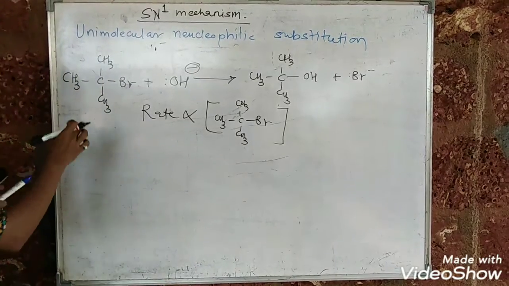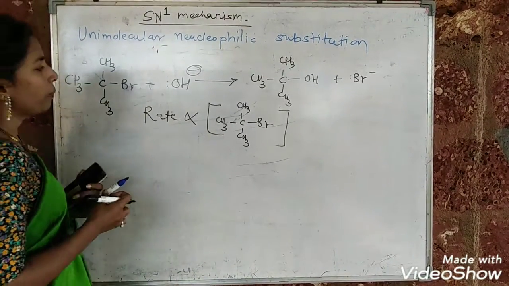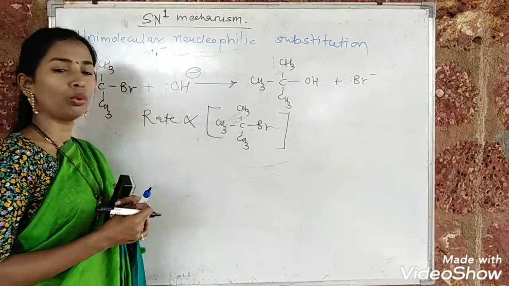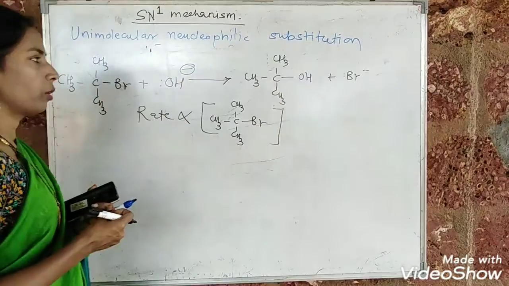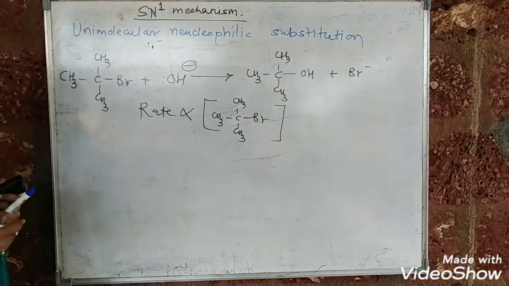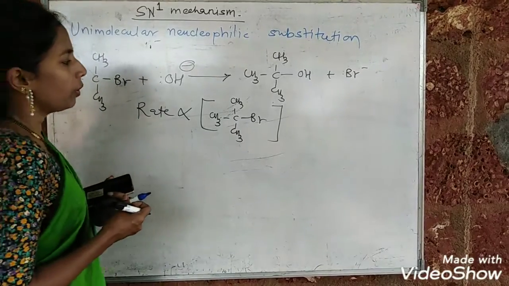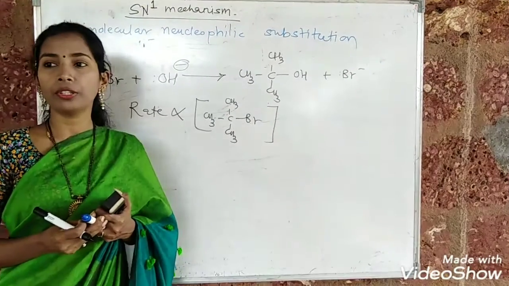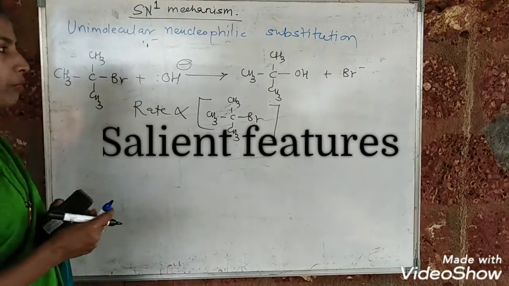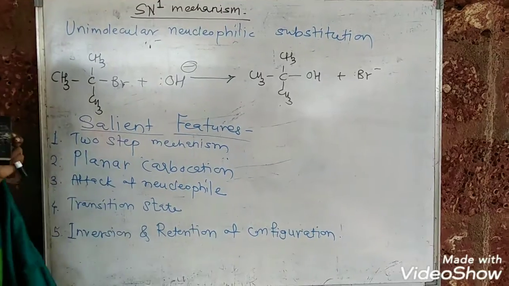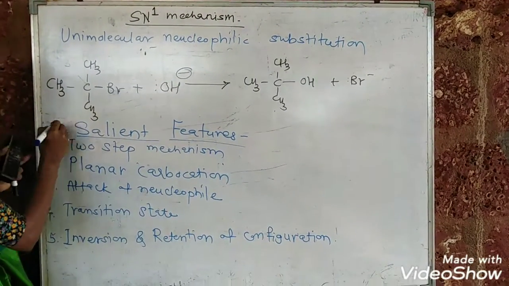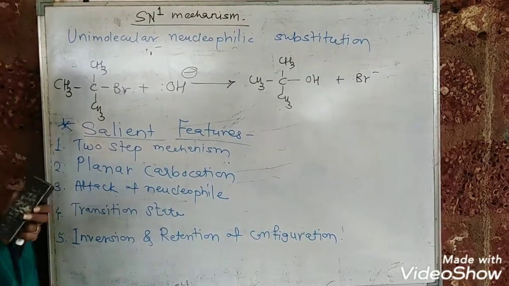Now I have taken the example of tertiary butyl bromide. When it reacts with the nucleophile, which is OH, it forms tertiary butyl alcohol as a product. This reaction follows the SN1 mechanism. We are going to discuss the salient features of the SN1 mechanism, like we have discussed the salient features of the SN2 mechanism.